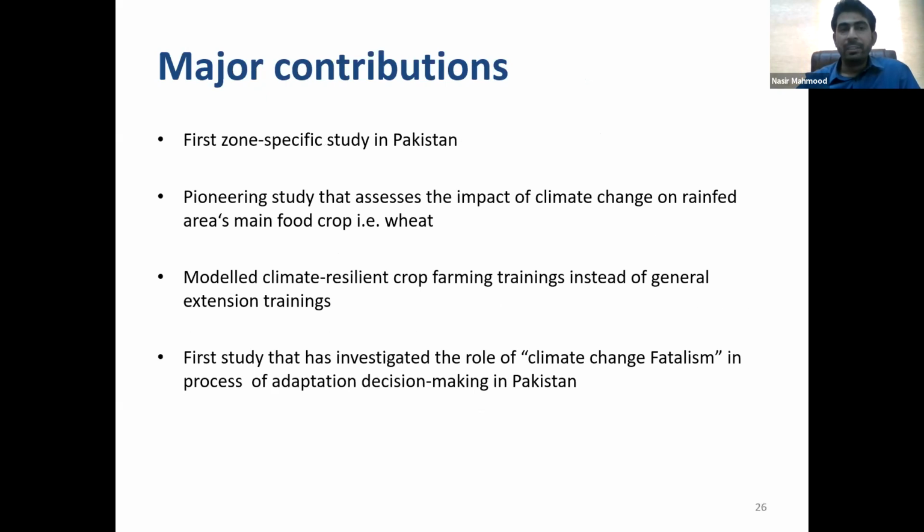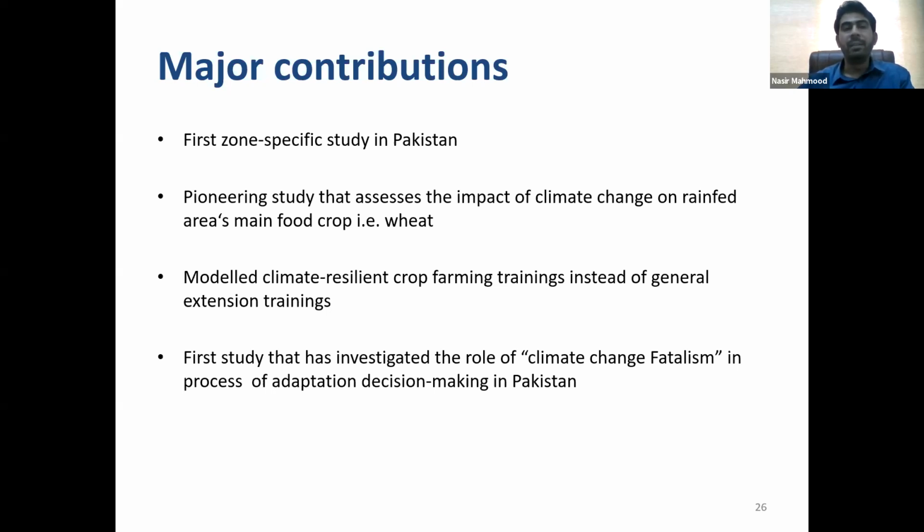To the best of my knowledge, it is the first zone-specific study in Pakistan. Before that, there are studies either at district level or in provincial levels or in mixed agroecological zones of Pakistan, but there is no study in a single agroecological zone of Pakistan.